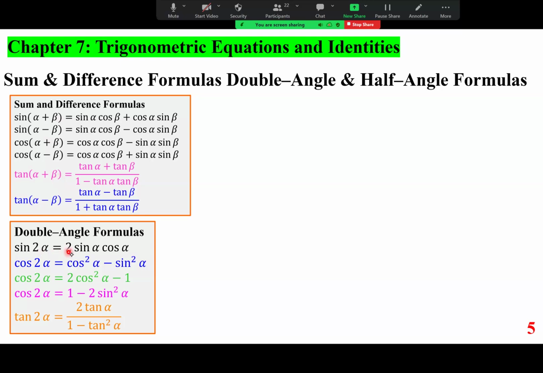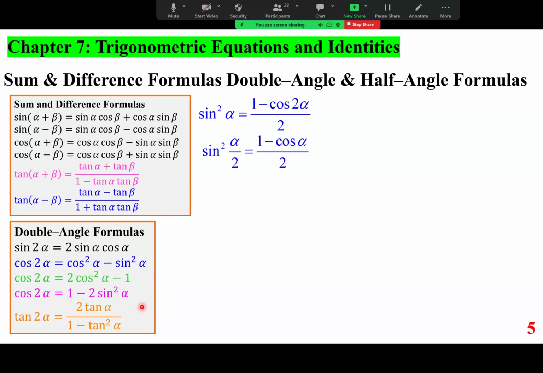Sine 2 alpha is 2 sine alpha cosine alpha. Cosine is interesting. For cosine, we have three different forms: cosine squared minus sine squared, 2 cosine squared minus 1, and 1 minus 2 sine squared. And tangent is simply sine over cosine, or just develop it from here. Replace this one also with alpha. You get 2 tan alpha over 1 minus tan squared.